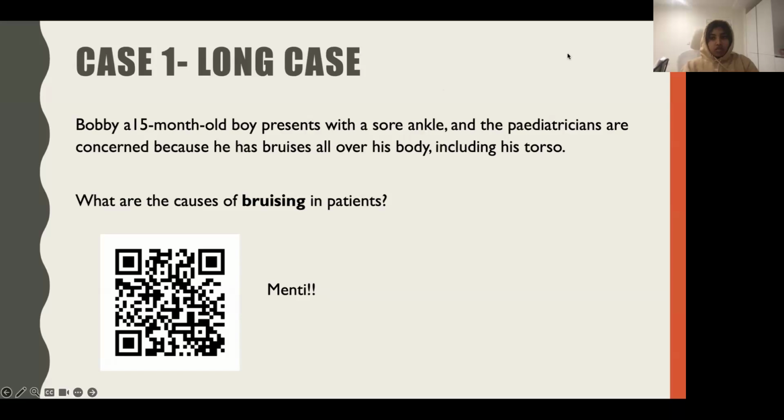So this is your first scenario. So Bobby is a 15-month-old boy and he presents with a sore ankle. And the pediatrician is concerned because he has bruises all over his body, including his torso. So if everyone can log on to Menti and type in what are the causes of bruising in patients. So not necessarily in this patient, but what are some of the causes of bruising in all patients?